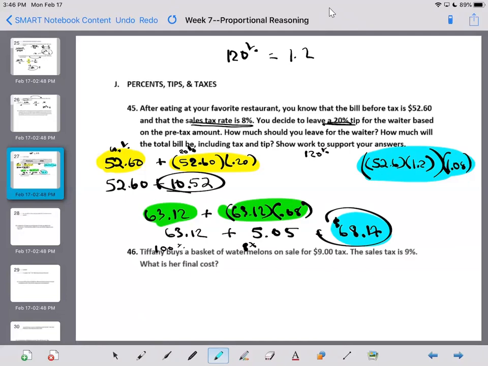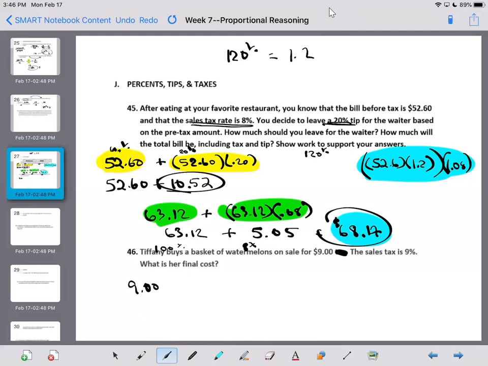I don't care which way you solve that. If I give you a problem like that where I'm looking for the tip and the tax, work that just however that makes sense to you. Again, Tiffany buys a basket of watermelon on sale for $9. And the sales tax is 9%.